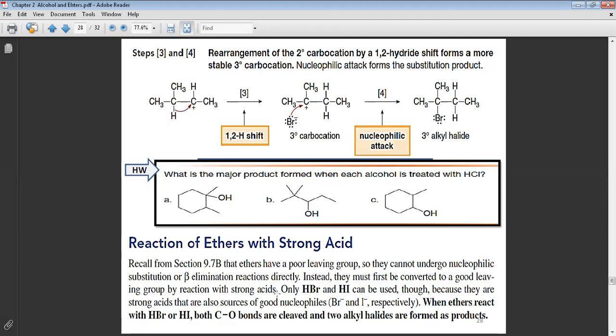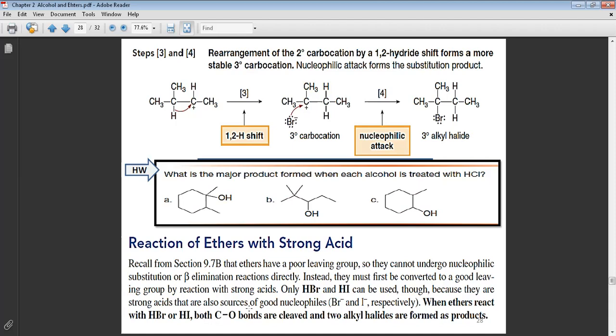Look, it is like alcohol. First, it will react with acid in an acid-base reaction to give you a good leaving group. He said only HBr and HI can be used, not HCl, because they are strong acids that are also a source of good nucleophiles. This is a strong acid, and also it will be a good nucleophile.